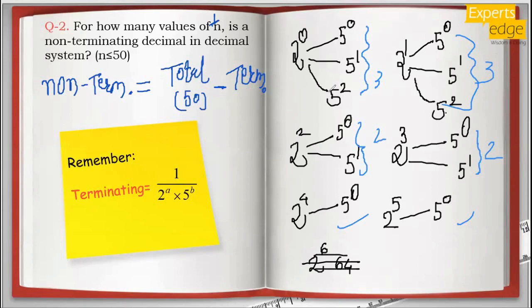So the total terminating fractions possible in the form of 1 by n is 12. So my non-terminating count has to be 50 minus 12. Hence 38 is the answer to this question. I hope you guys got this question clear. Let's move on to the next question.